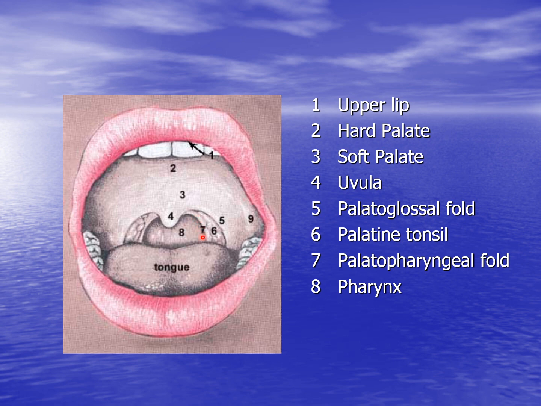The fold at the back comes from the soft palate to the pharynx behind. This is called the palatopharyngeal fold. It encloses a muscle, the palatopharyngeus muscle.